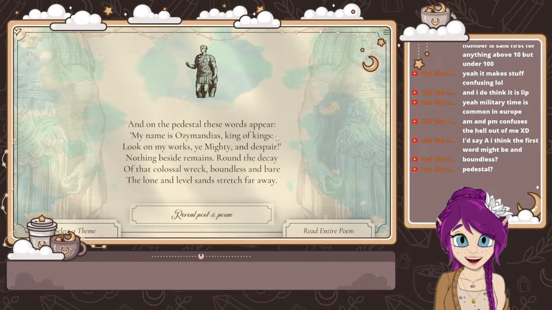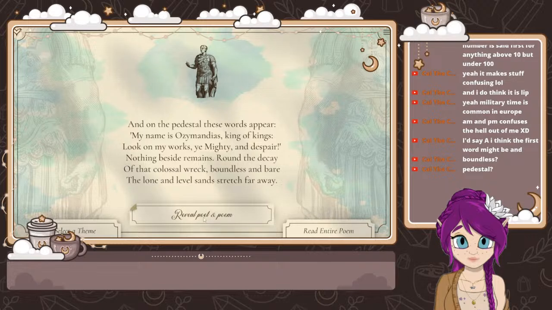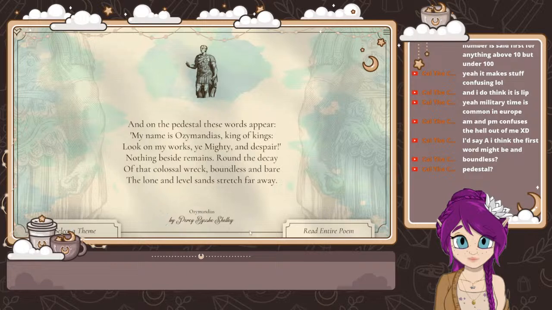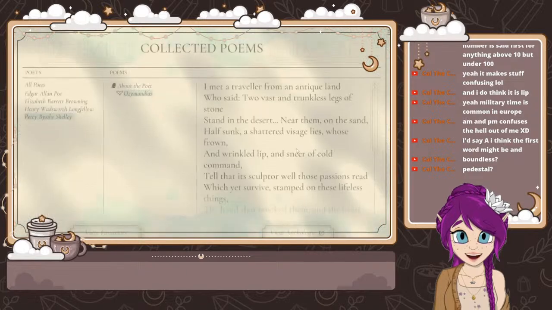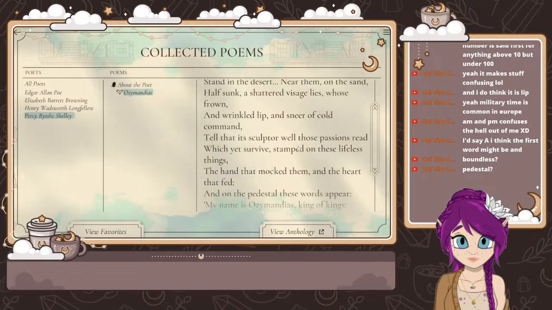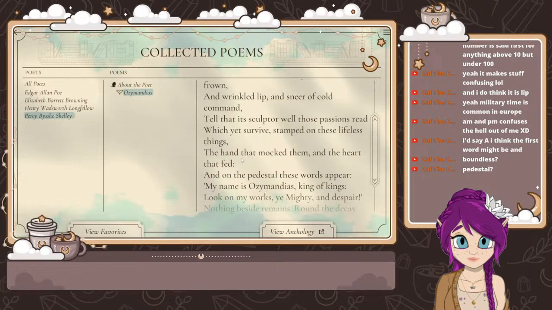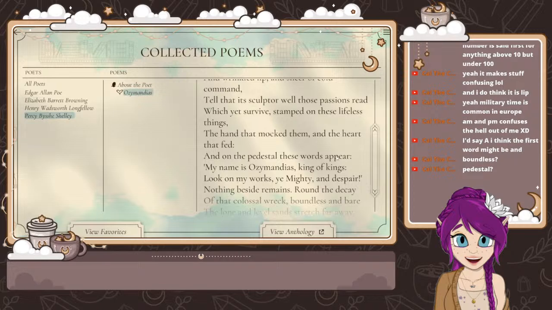On the pedestal, these words appear: My name is Ozymandias, King of Kings. Look on my works, ye mighty, and despair. Nothing beside remains. Round the decay of that colossal wreck, boundless and bare, the lone and level sands stretch far away. Huh. The hand that mocked them and the heart that fed. On the pedestal, these words appear.